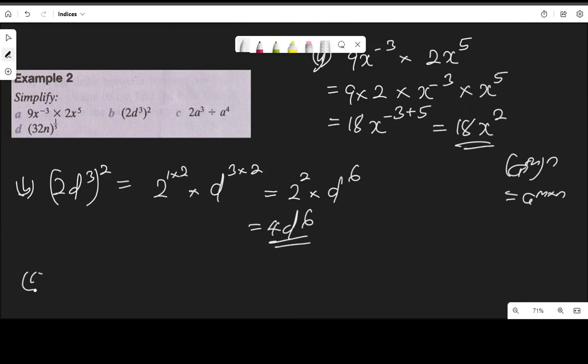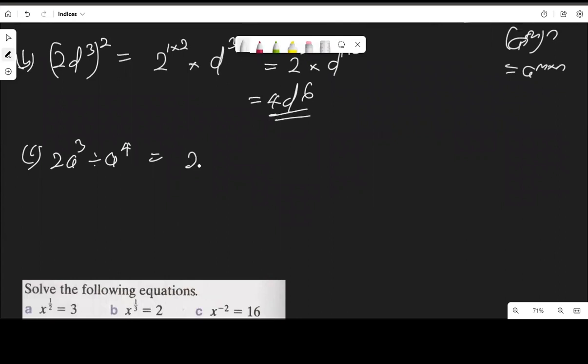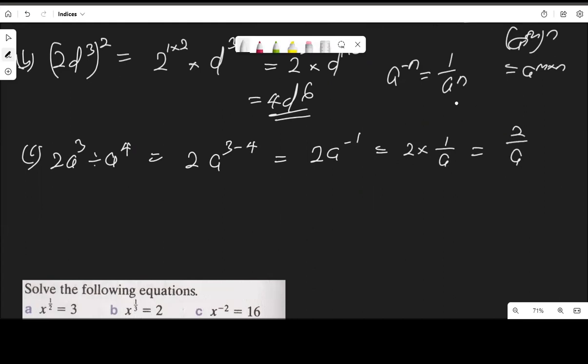Now question C, 2a to the power of 3 divided by a to the power of 4. That will be 2a to the power of 3 minus 4, which is 2a to the power of minus 1. And this we can write as 2 times 1 over a. Why 1 over a? A to the power of negative n is 1 over a to the power of n. So a to the power of negative 1 will be 1 over a. Then 2 times 1 is 2, then all over a.